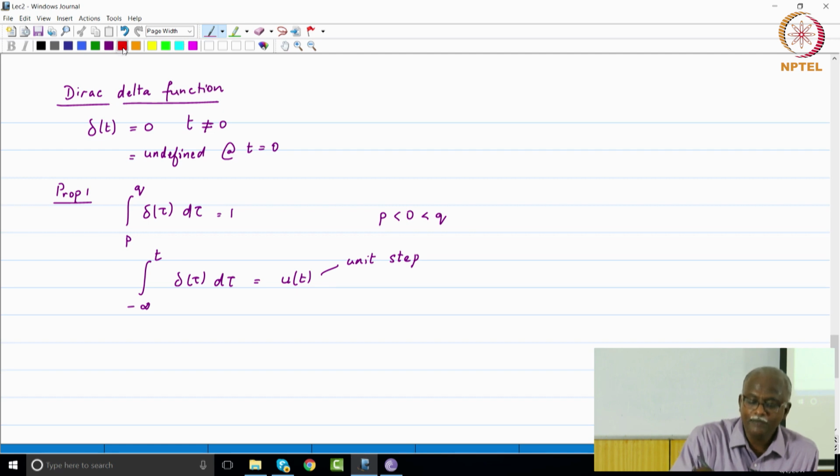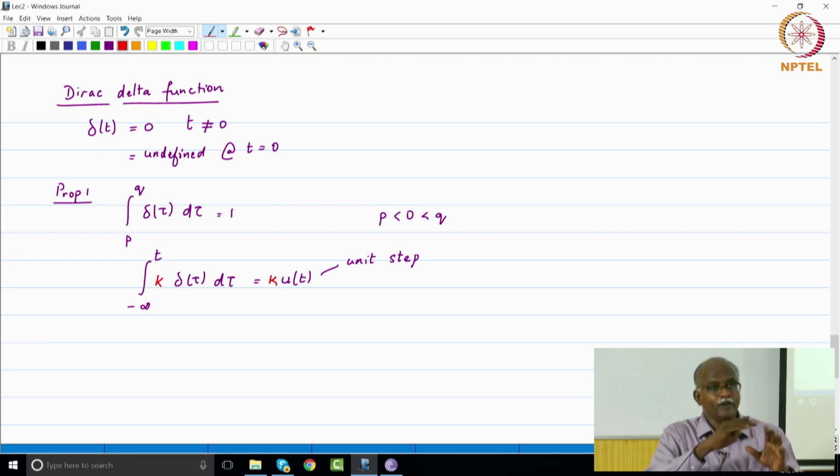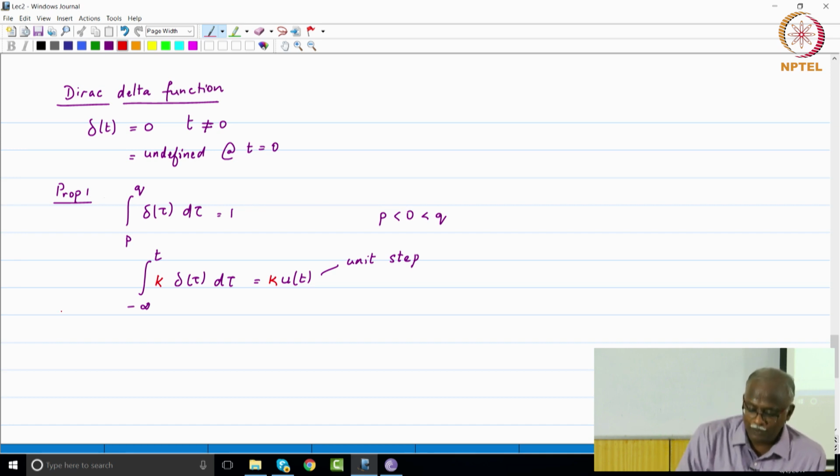And interestingly, we also note that any scaling of this delta also scales the output. So it does have a useful property, and that is very important for us, because we are sampling a continuous time signal. It has infinite levels in terms of amplitude. So the delta function preserves the amplitude of the signal that it is sampling. So this is property 1. Property 2.